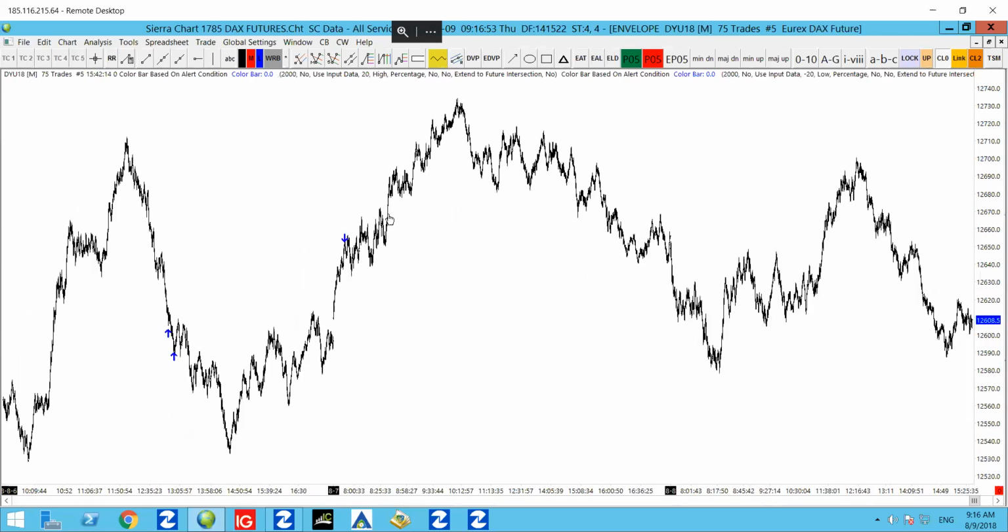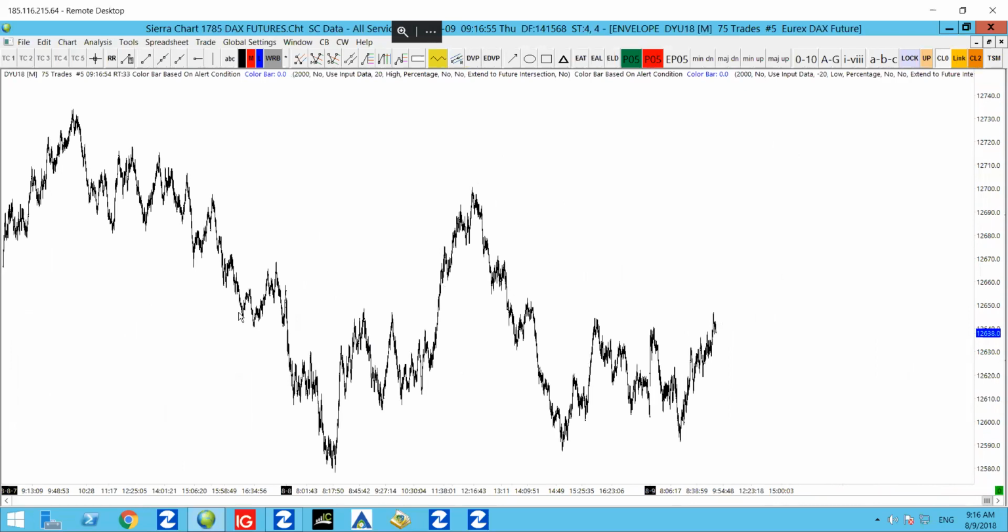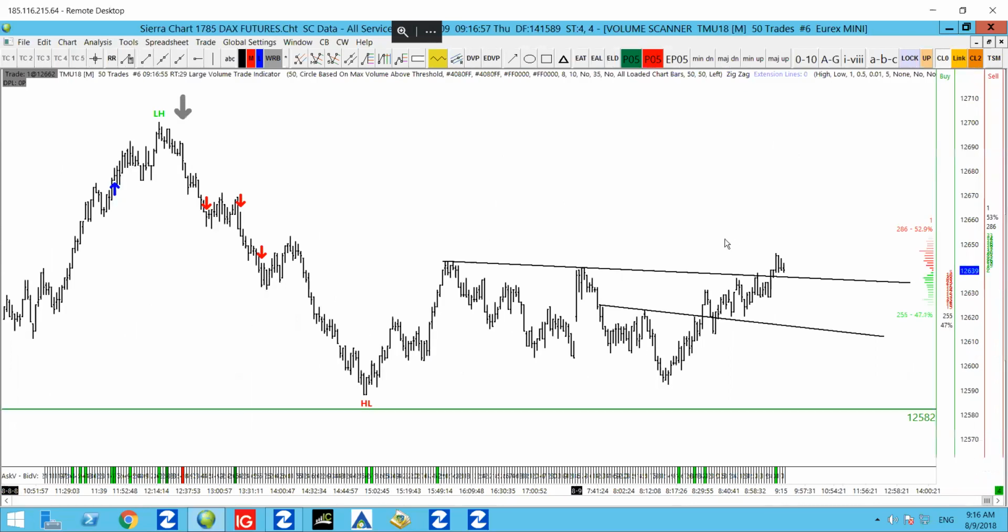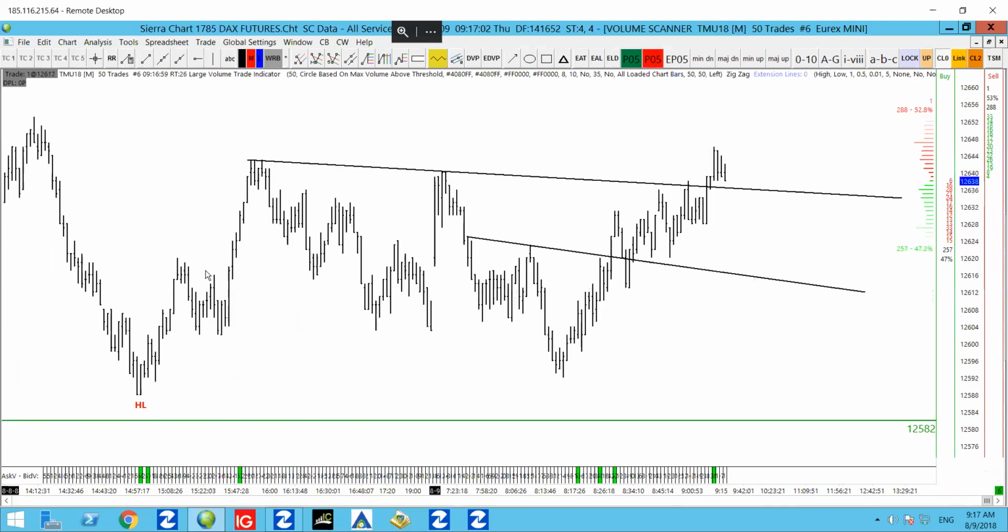And it didn't work out this time around. But nothing for the last couple of days, so not a lot to talk about there. The volume scanner, however, is interesting. So it always is interesting.